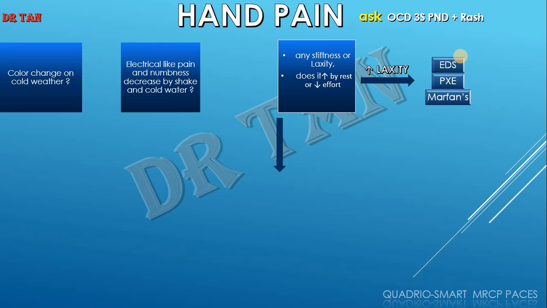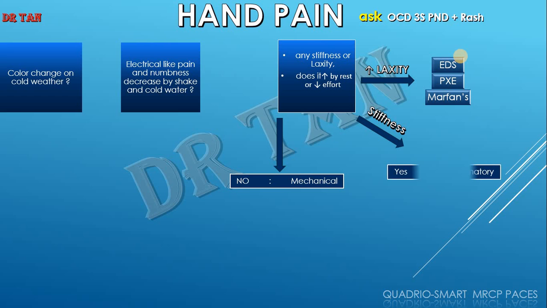Okay, then I found there is stiffness. If there is no stiffness, I'm talking about mechanical. I mean, the pain is getting worse through the day and there is no stiffness, this will increase the possibility of mechanical. Then if I found that there is stiffness, I need to know more about this stiffness. Once there is stiffness, and the pain improves with some actions, and this stiffness is more in the morning, I am talking about an inflammatory cause of hand pain.